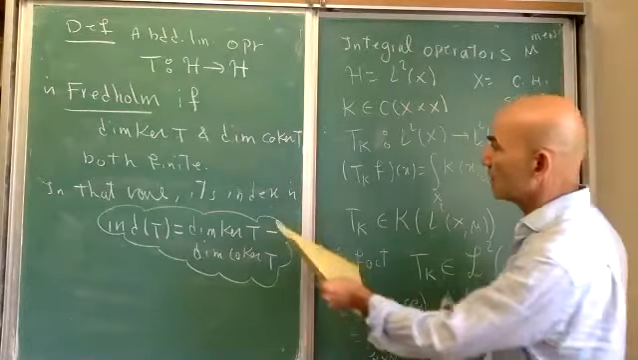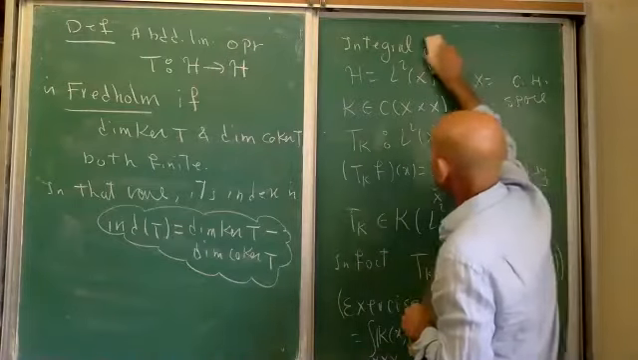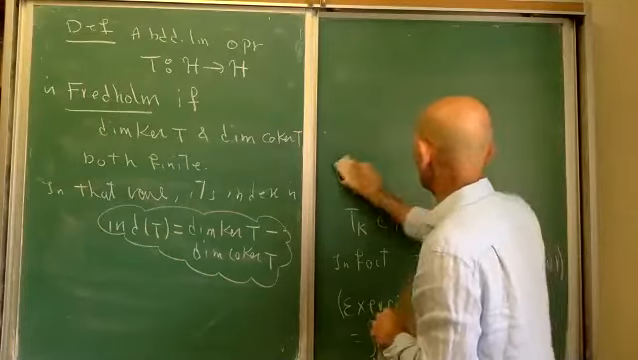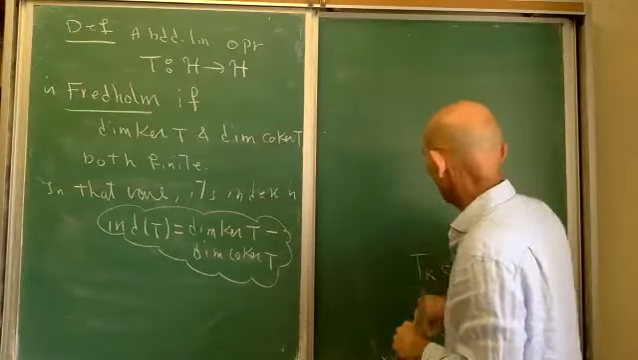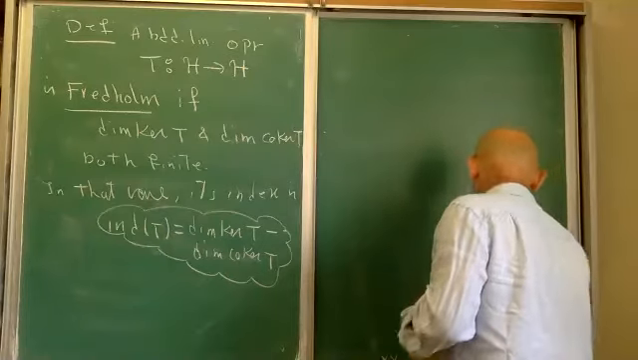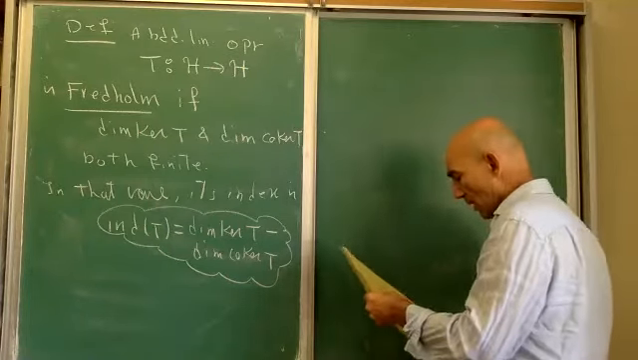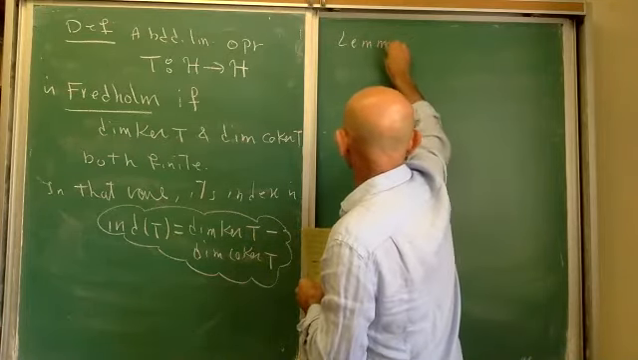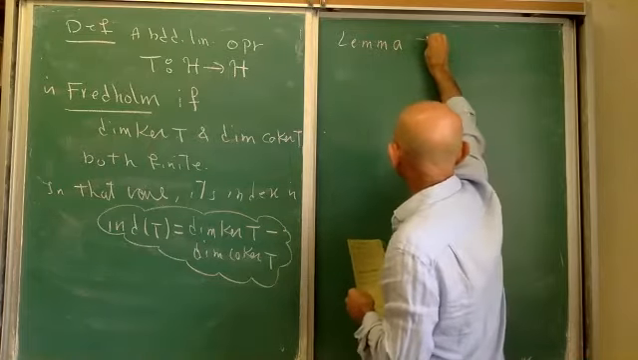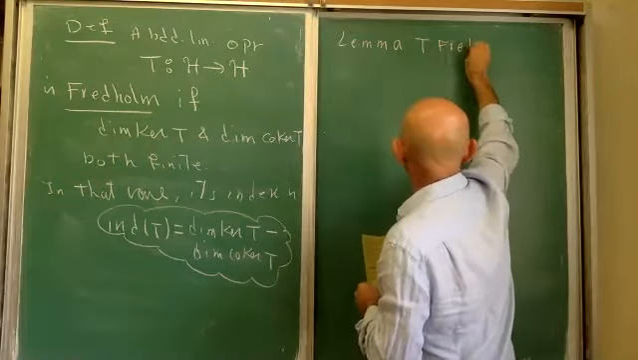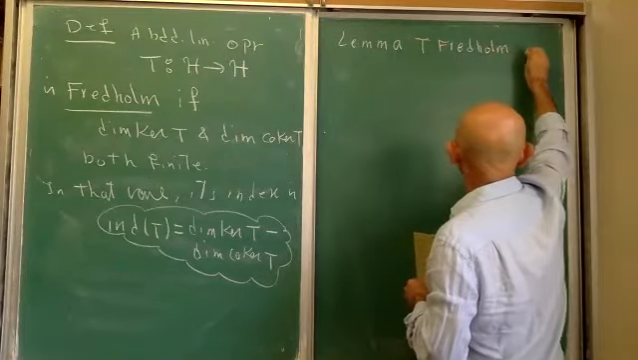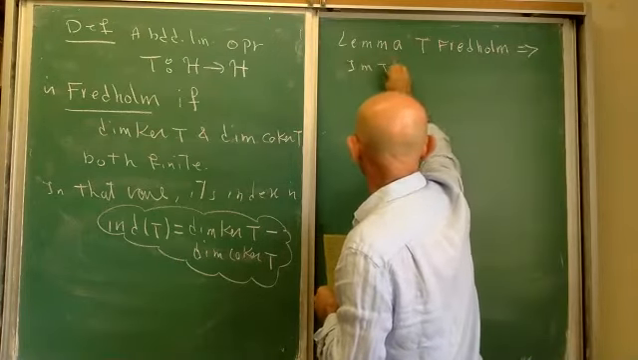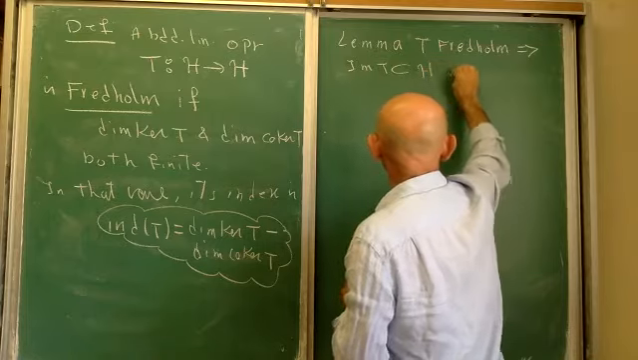Now, one of the first things to know about Fredholm operators is that the image of a Fredholm operator is closed. That's one of the most fundamental properties we need to know. Lemma: T Fredholm implies that the image of T inside H is closed.